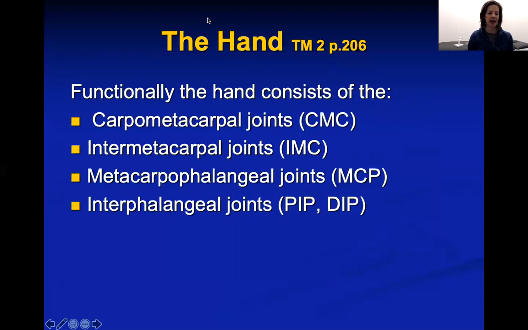So first of all, the hand functionally consists of the carpometacarpal joints, or CMC, intermetacarpal joints, the IMC, metacarpophalangeal joints, MCP, and the interphalangeal joints, which would be the PIPs and DIP for proximal and distal.